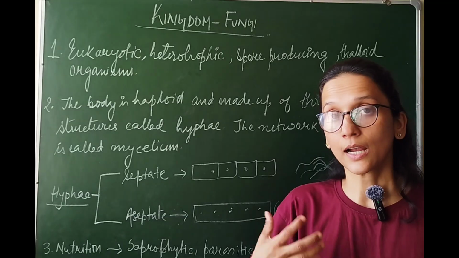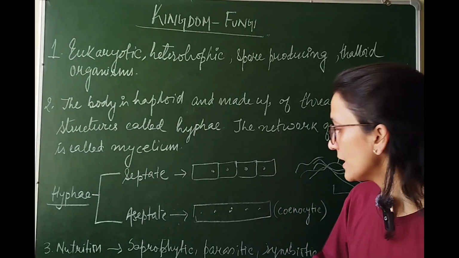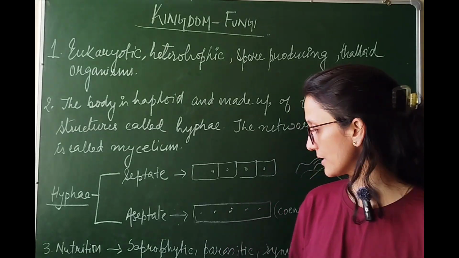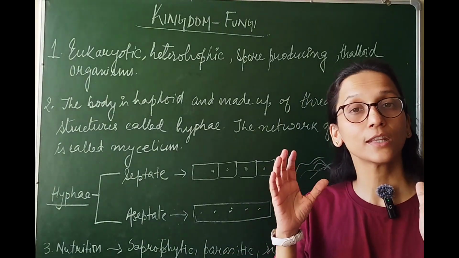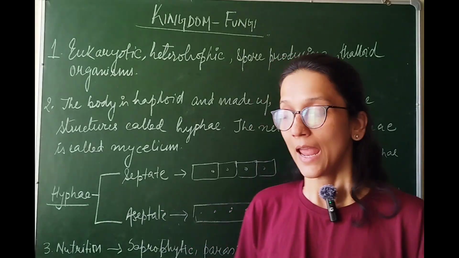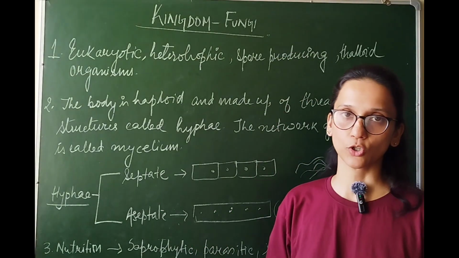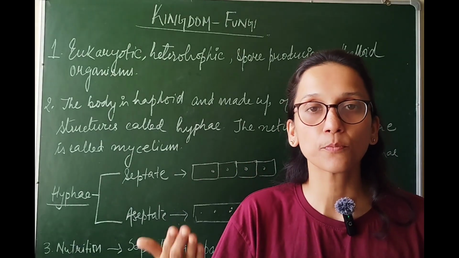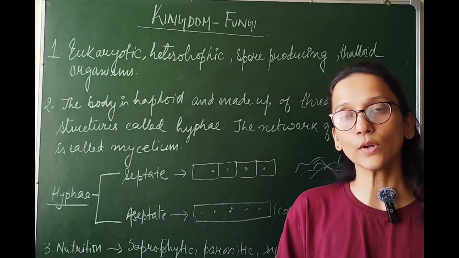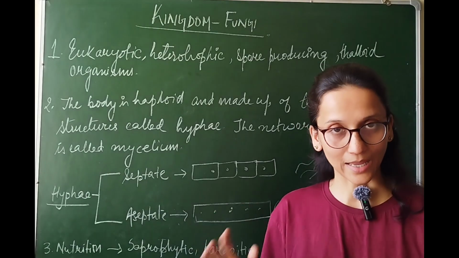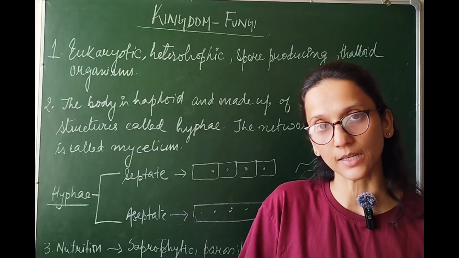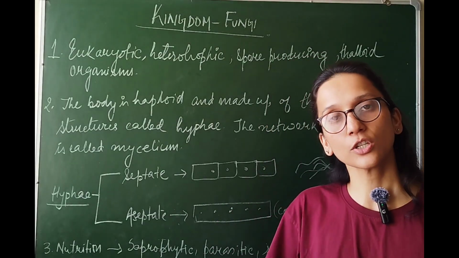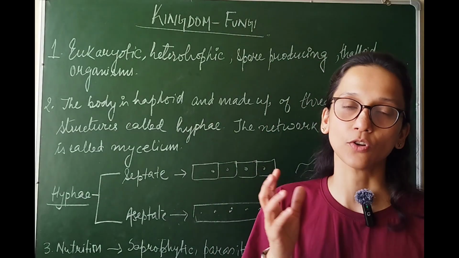Last is nutrition. Heterotrophic है, but what kind of heterotrophic nutrition they show? They show saprophytic mode of nutrition where they obtain nourishment from dead and decaying organisms. They show parasitic nutrition where they obtain nourishment from living host, and finally they show symbiotic relationship where they are obtaining nourishment from a host, but in return they also provide benefit to the host. इसके दो examples हमारे syllabus में हैं. One is lichen, which is an association between fungi and algae, और एक है mycorrhiza, which is the association between fungi and roots of plants.